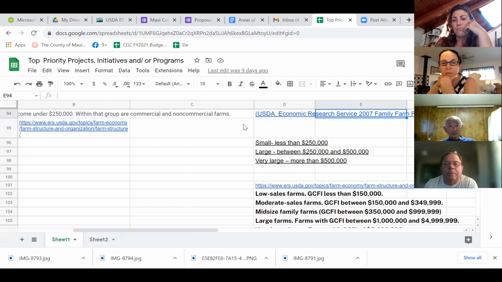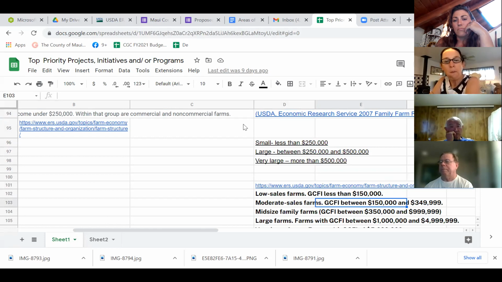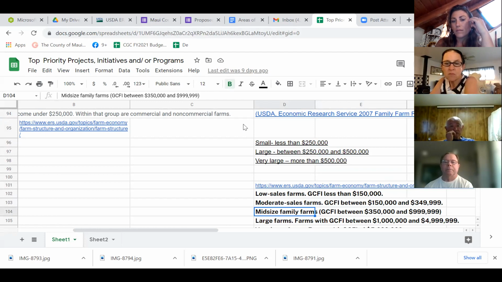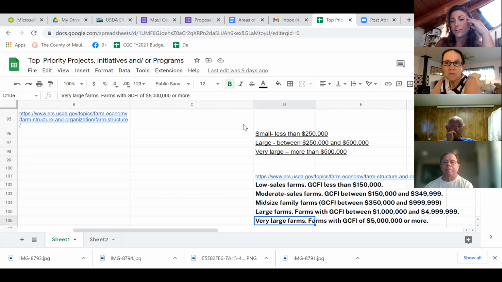Add in smallish under low sales, because I really like covering that income group, people that are small farmers and would have that kind of revenue under 250,000. That's more inclusive. I see. It's low sales farms start under 150,000. Yeah, then there's moderate, mid-size, large, and very large.